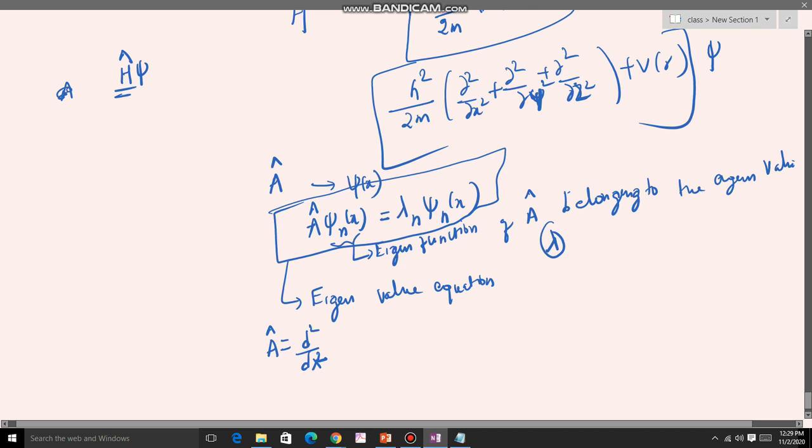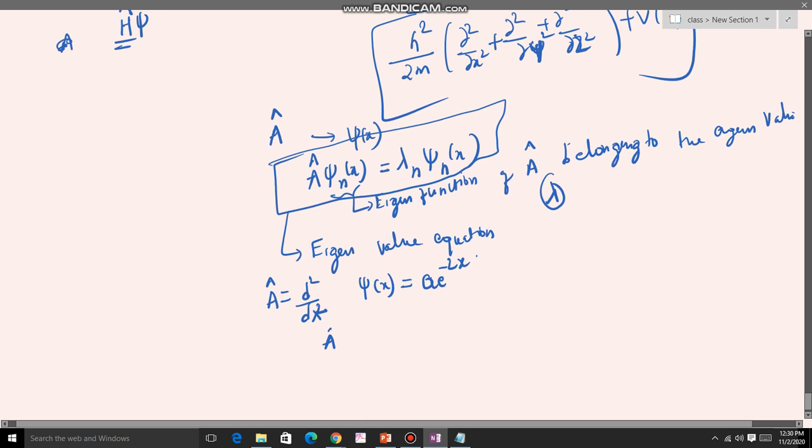and psi of x, your wave function, is represented by a e to the power of minus 2x. Then A cap psi of x is d square by dx square of a e to the power of minus 2x, which is equal to 4a e to the power of minus 2x, because when you do the double differentiation you get 4a e to the power of minus 2x. So A cap psi of x is equal to 4 psi of x. See here, A cap psi n of x equals lambda n psi n of x. Now your lambda n is a constant, that is 4.